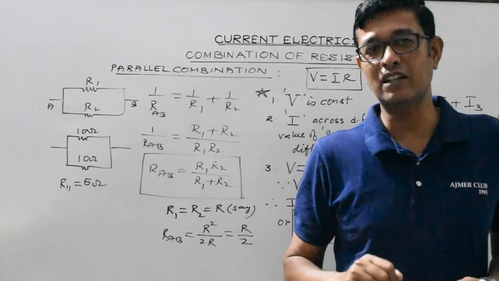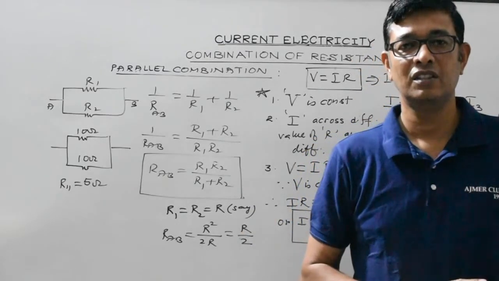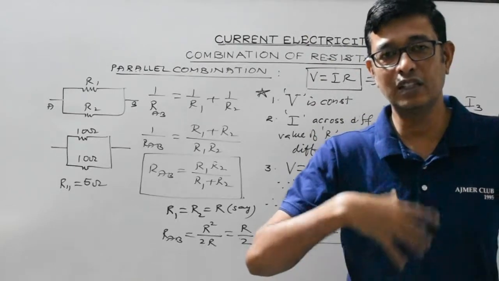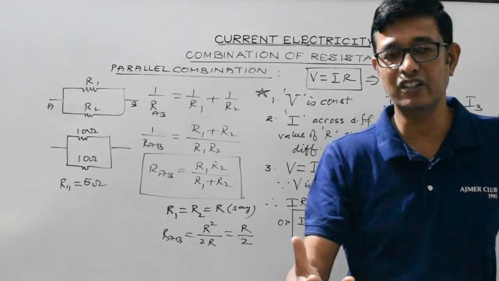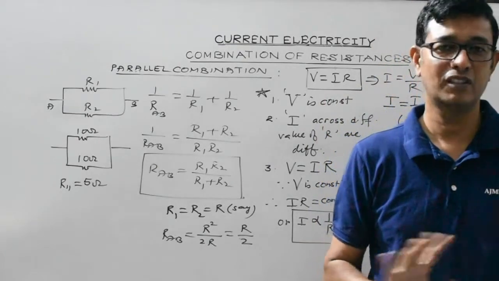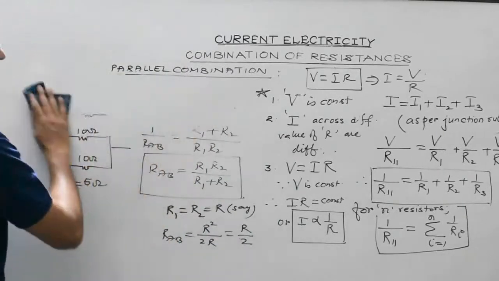6 ohm, 6 ohm. They are connected in parallel. What will be their equivalent resistance? 3 ohm. 12 ohm, 12 ohm. They are connected in parallel. So what will be their equivalent parallel resultant resistance? It will be 12 by 2, that is 6 ohm. Clear, students? So let's try some other questions.